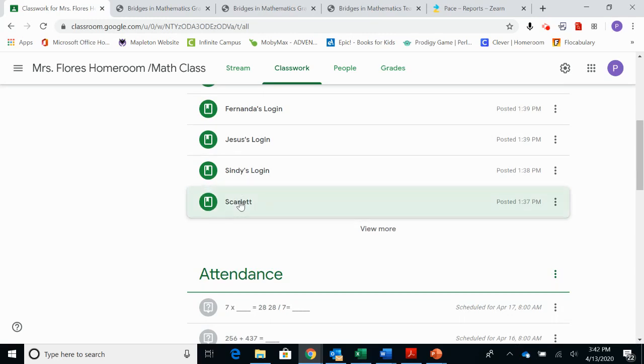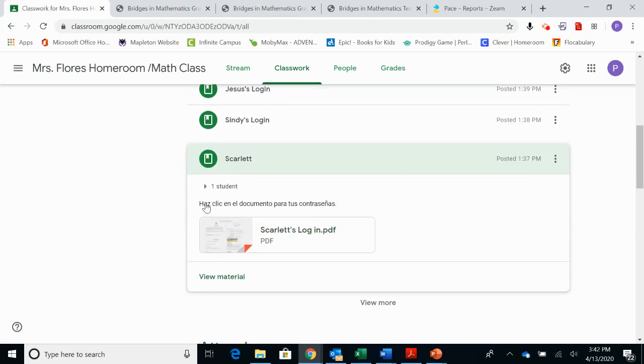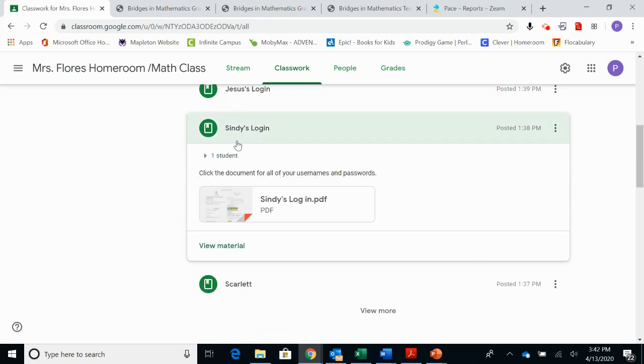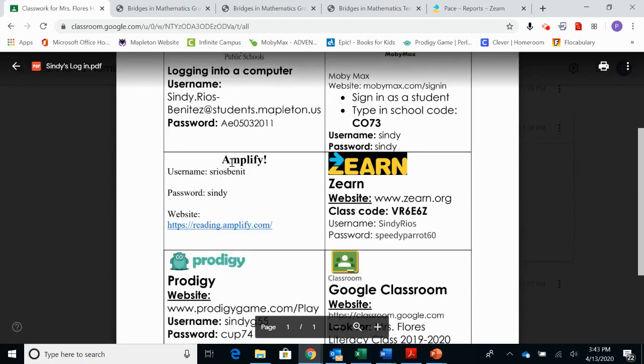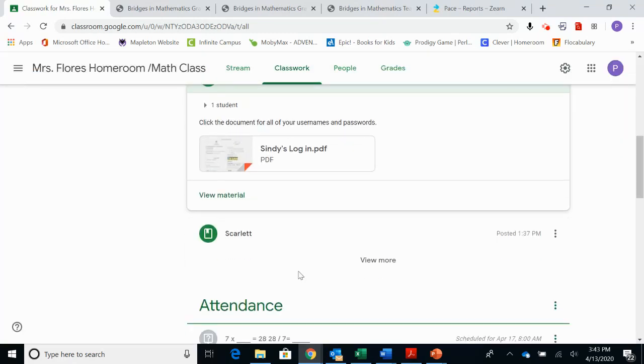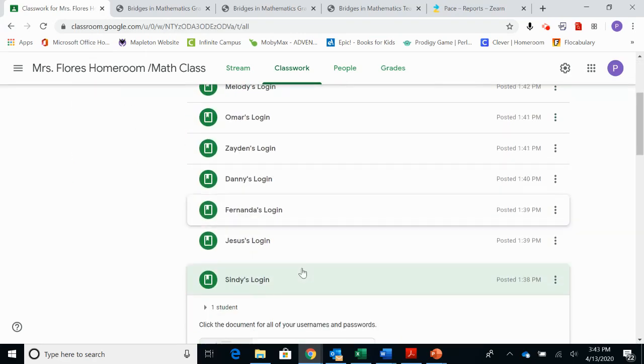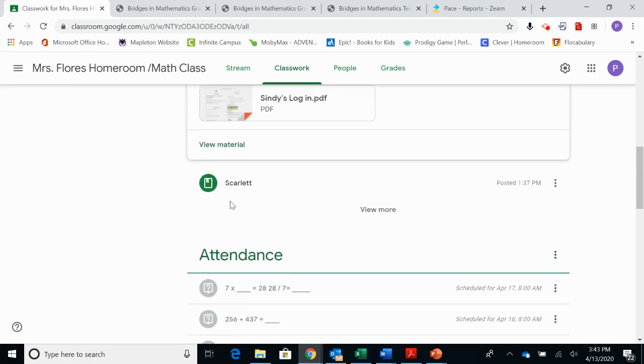And if you click on your name, and then it's going to say, for example, Cindy's, click the document for all your username and passwords, and then you'll click this picture here, and then it should pop up with all your information, okay? And I've included Amplify for those who are using it, and then Prodigy, we will start using it soon. So I did want you to have all your login information.